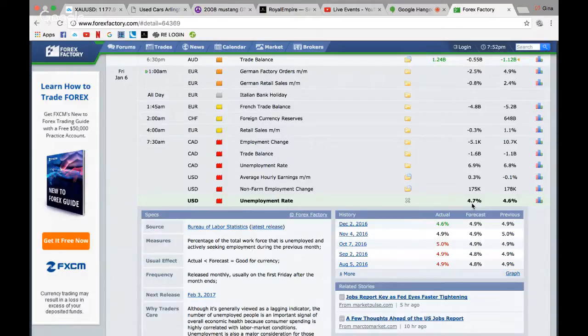Now I also have a background of Kohl's and Macy's and Sears. I think this is going to be a higher unemployment rate. That's going to bring the dollar down.